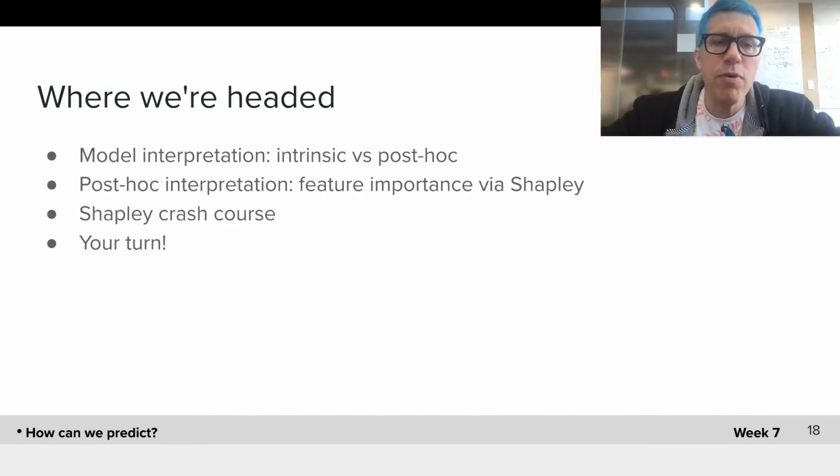Well, let's briefly review where we're headed. There's two ways of solving that problem. Either we choose a model that is so simple that we can understand everything, which we can say is intrinsic interpretation. Or alternatively, we can fit a complicated model and talk about post hoc interpretation, which is, we have this model now, how good is it? Or which features are helpful for it? So specifically, when we talk about post hoc interpretation, we'll talk about feature importance using so-called Shapley values, and we'll get to what that means. Then we'll have a quick crash course in Shapley values, and then it's your turn.